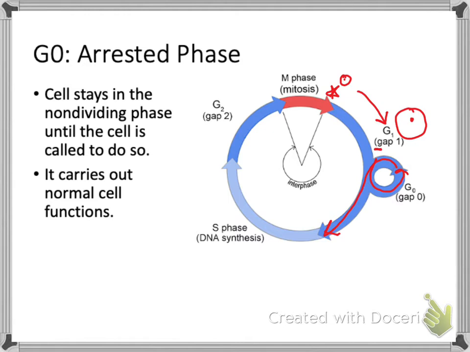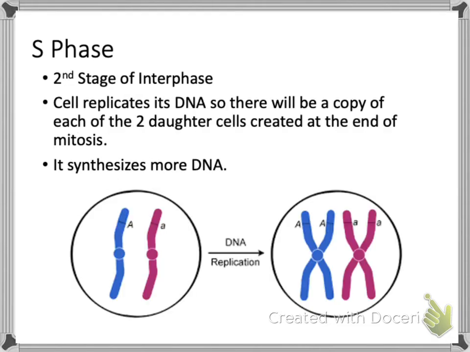So let's say the cell receives a signal. Let's say it's a cell in your skin of your finger and you get a paper cut. The neighboring cells that are damaged from the paper cut will release signals called growth factors, and they'll tell their neighbors, hey, you need to divide so you can make new cells to replace the damaged ones and to fill in the cut. And so if this cell in your finger receives a signal, it'll leave G0 and it will enter the S phase. The S phase is the second stage of interphase.